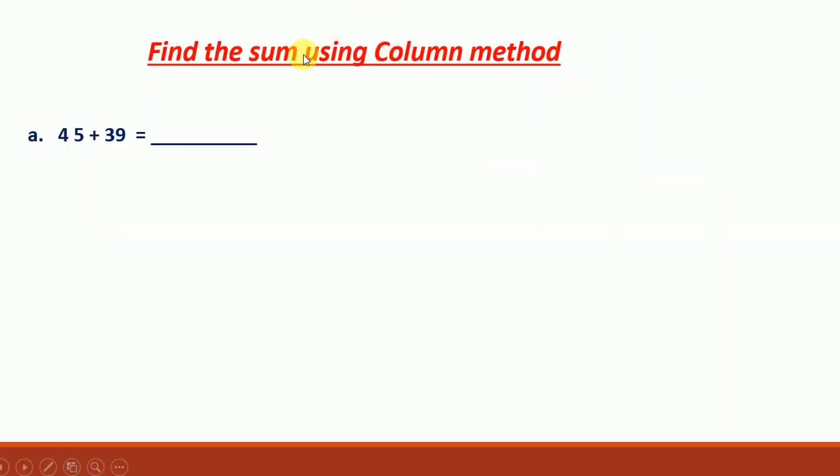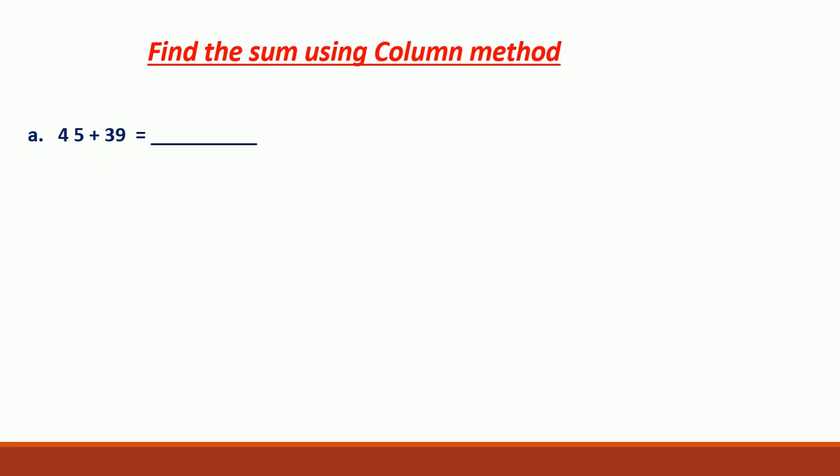Now let's see a few more examples of how to add the numbers using column method. Okay. Now we are going to find the sum using column method. What is the meaning of sum? Do you remember it? In the last block we have learned about that. Yes. Sum is the answer of addition sentence. Okay. The answer of addition sentence is called sum. Now let us find the sum of 45 plus 39 using column method.